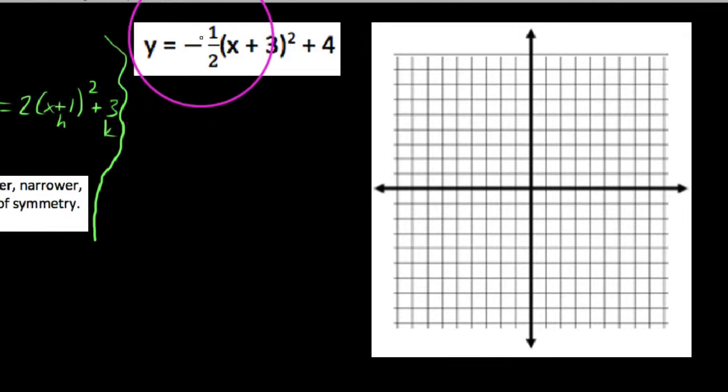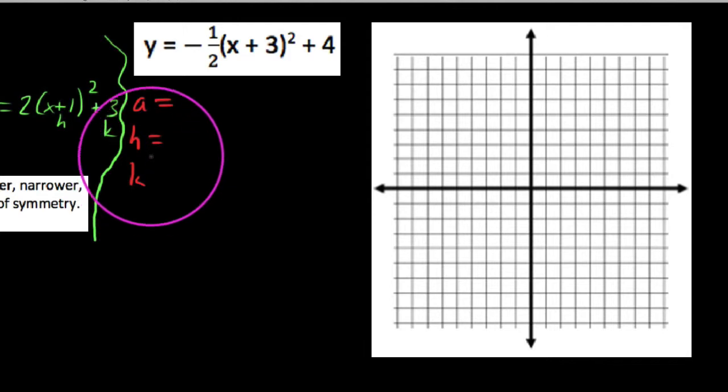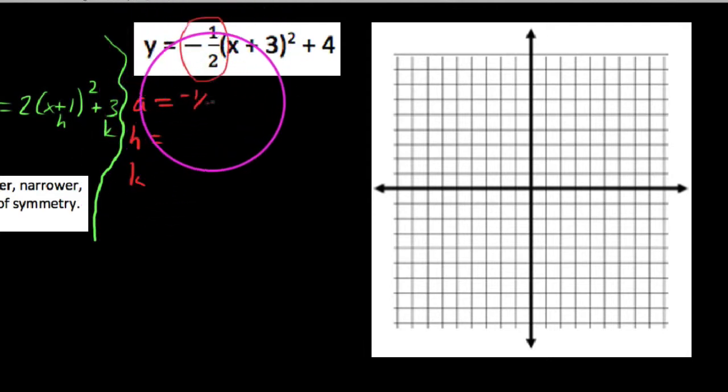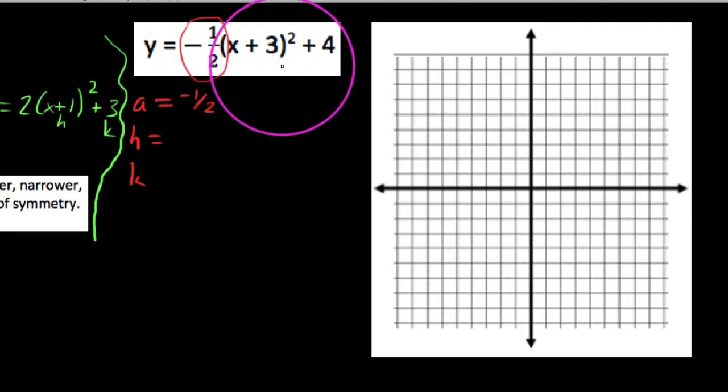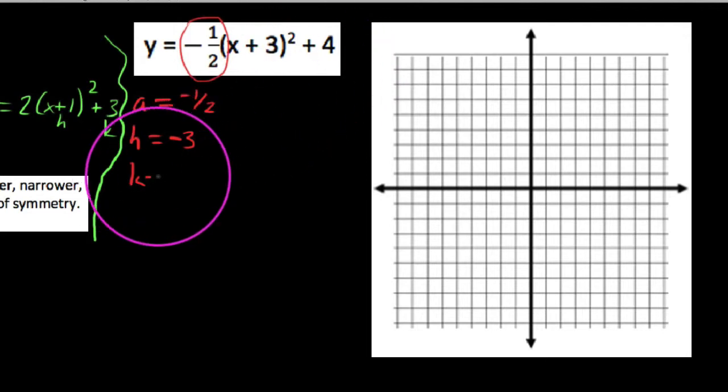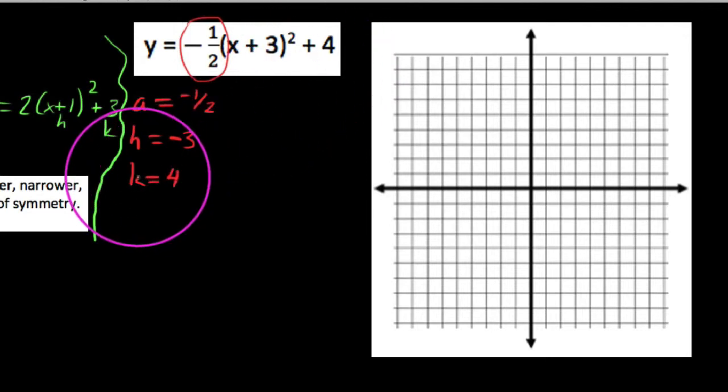We say y equals negative one half, the quantity x plus 3 squared, all plus 4. So the first thing we want to do is this. We want to identify a, h, and k. Our a value here is negative 1/2. Our h value, now recall h is a little bit backwards, so if it looks like plus 3, it's actually negative 3. And then we say it's shifted up 4, so positive 4 is our k value here.